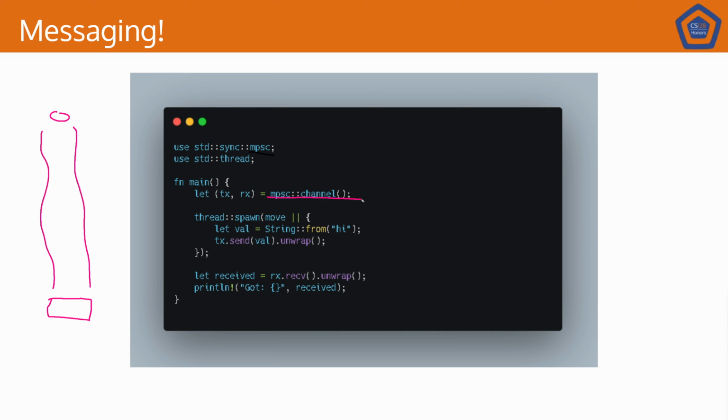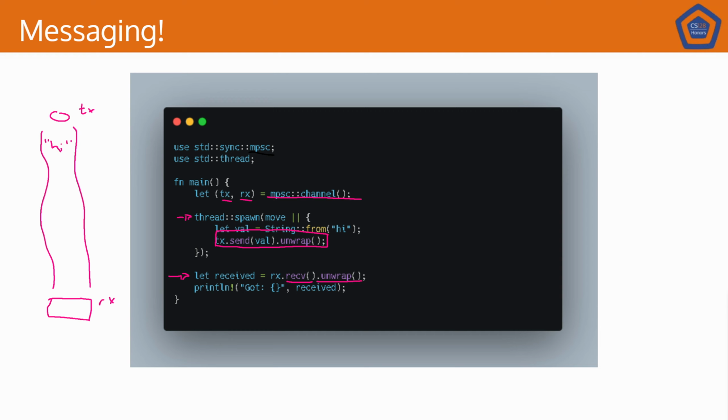So we create our MPSC channel, we create our river. It has a single transmitter and a single receiver, tx, rx. We then spawn some thread, and we want to move all of the things that we use into this. And we will send some string that says hi from the transmitter. So we send hi. And then down here, we will wait to receive a single value. And when we receive a single value, we will unwrap it. And then we will print it.